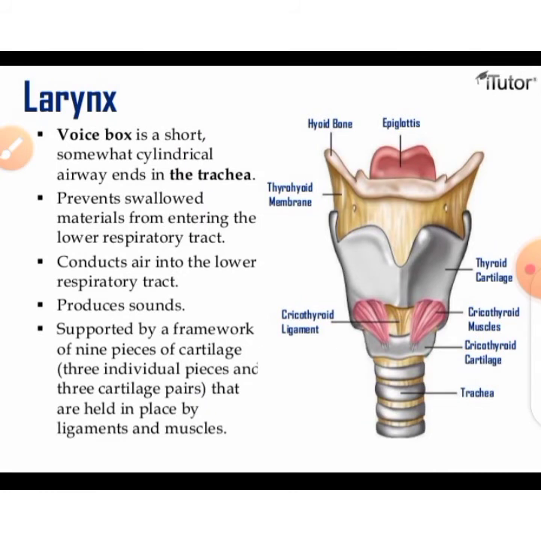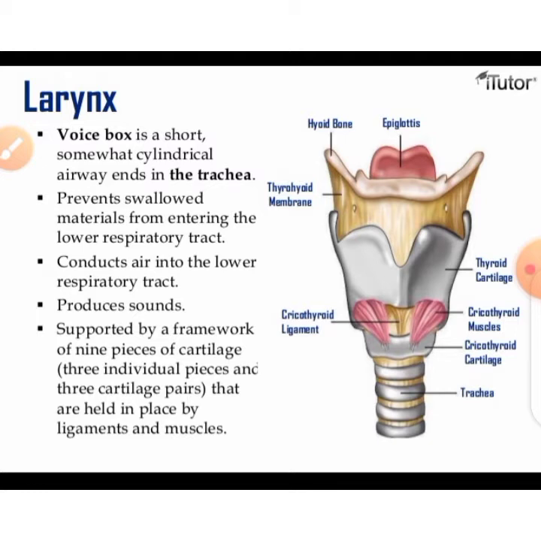Then we go to the larynx itself. The larynx is also known as the voice box. It's a short, somewhat cylindrical airway that ends in the trachea. It prevents swallowed materials from entering the lower respiratory tract, conducts air into the lower respiratory tract, and produces sound. It is supported by a framework of nine pieces of cartilage, three individual pieces and three cartilage pairs, held in place by ligaments and muscles.